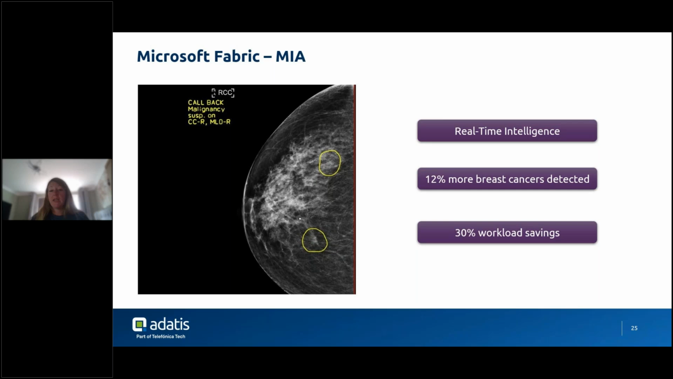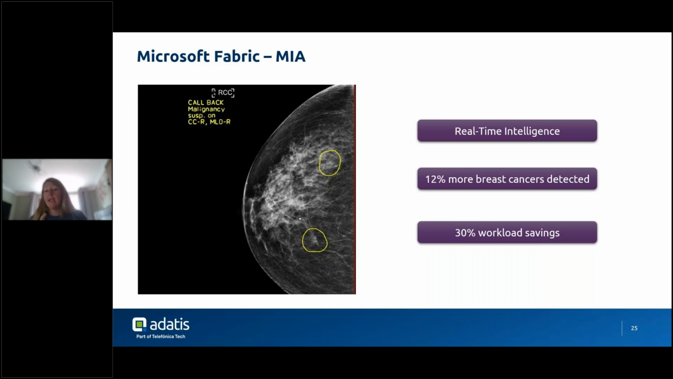So the real-time data has sent that off, it's contacted the person, and it's asked them to come back in to have this reevaluated. And what they've said is that it is estimated that if it was rolled out for the whole of the NHS, 12% more breast cancers will be detected early, and therefore an even higher survival rate, and that a 30% workload saving will be made.